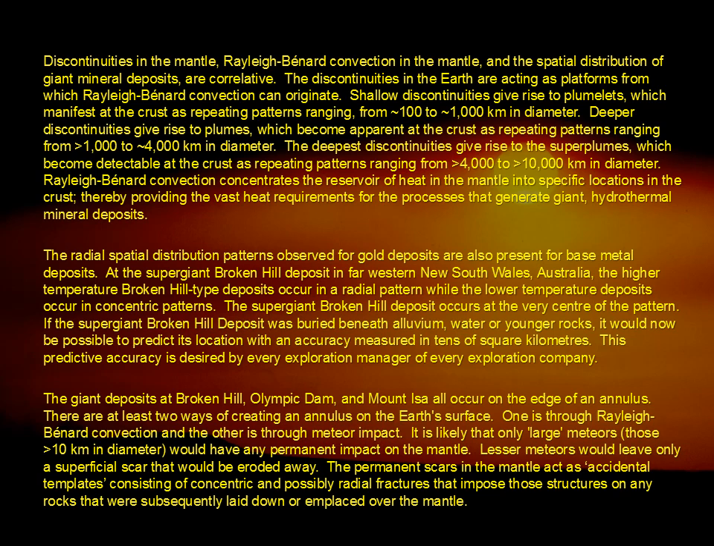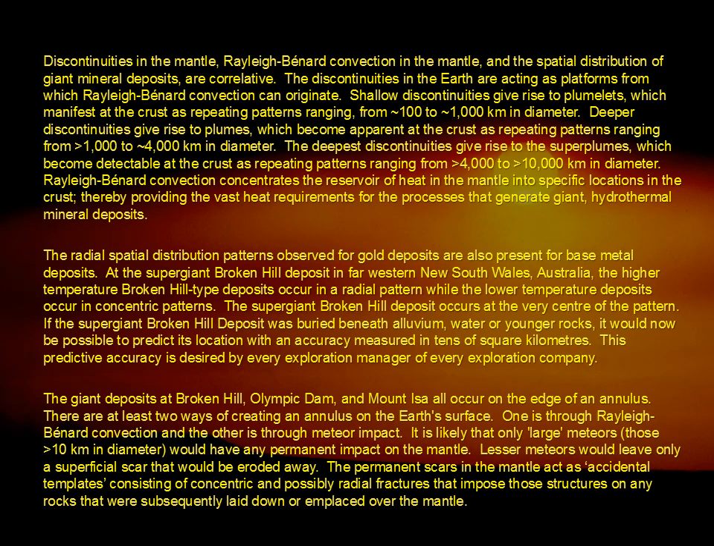The radial spatial distribution patterns observed for gold deposits are also present for base metal deposits. At the supergiant Broken Hill deposit in far western New South Wales, Australia, the higher temperature Broken Hill type deposits occur in a radial pattern, while the lower temperature deposits occur in concentric patterns. The supergiant Broken Hill deposit occurs at the very center of the pattern.